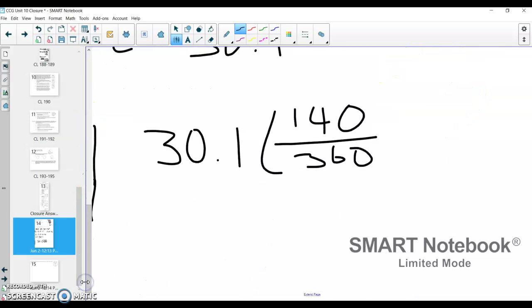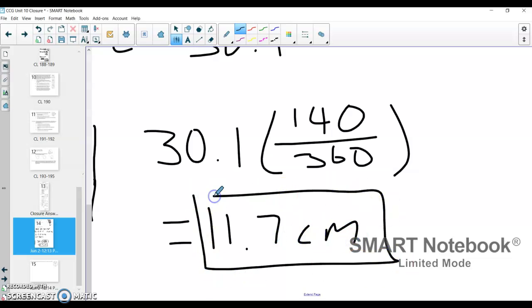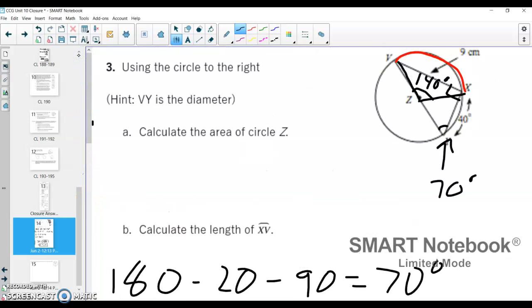And so once I calculate this, I'll put it into my calculator. I do 30.1 times, and then I put in parentheses 140 divided by 360, and what I get as an answer is 11.7. That's my answer in centimeters, and that would be the length of my red arc right there.